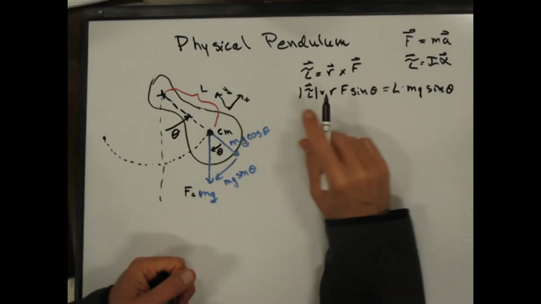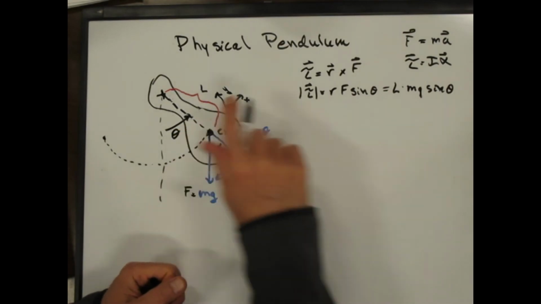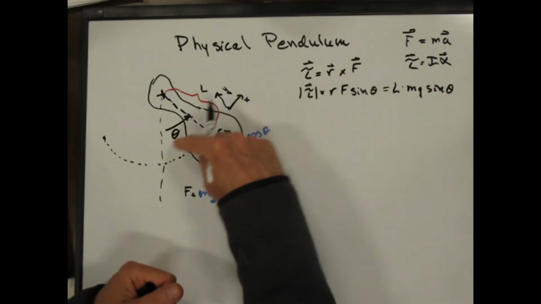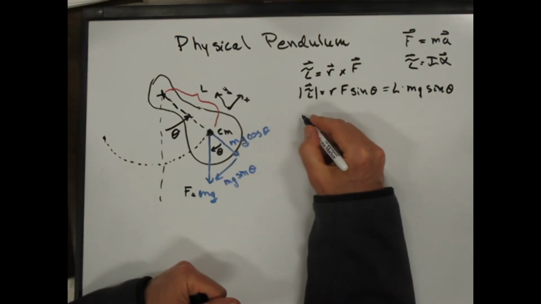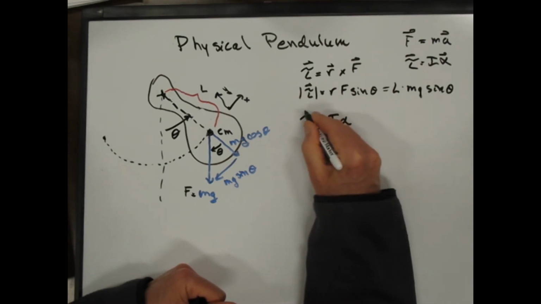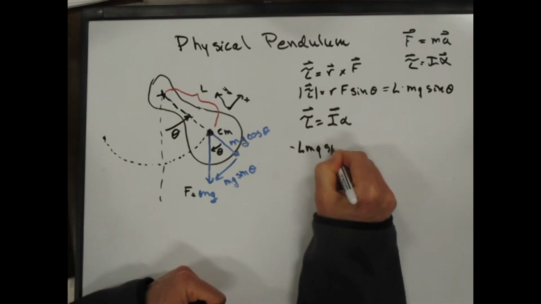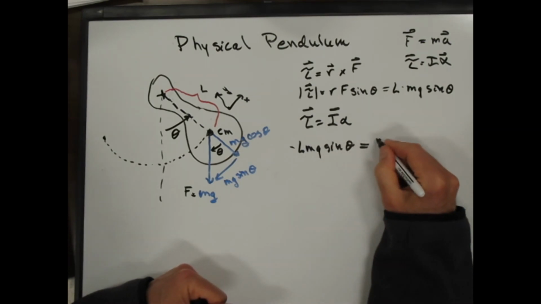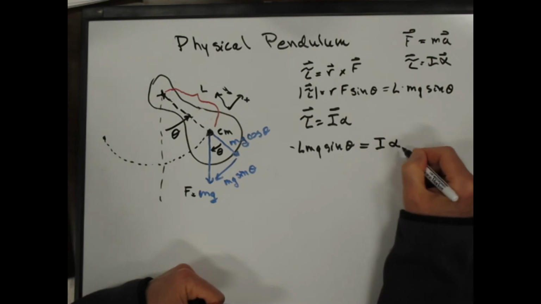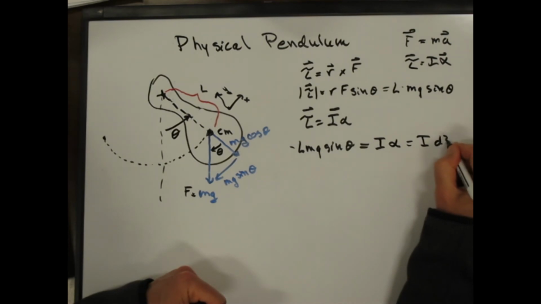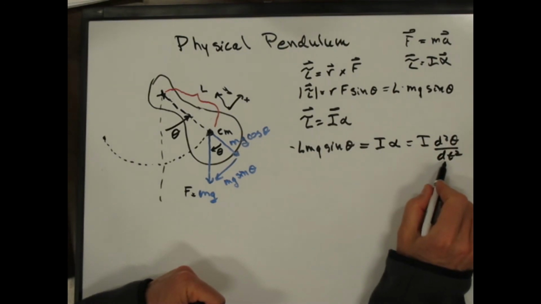And so since the rotation is clockwise, the direction of our torque is into the board. It's a negative torque because it's going against the direction of the angle. And so if we want to say the torque is equal to I alpha, we can get the directions in this way: minus L mg sine theta is equal to I times the angular acceleration, and that's I times d squared theta over dt squared. This is the equation for the angular acceleration, right?